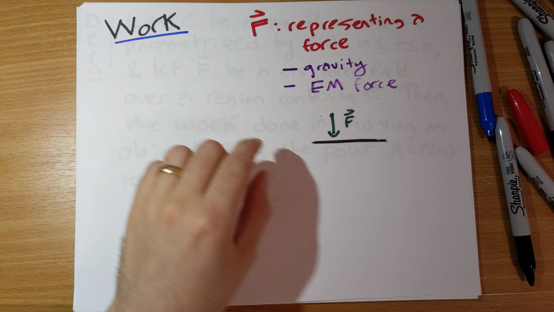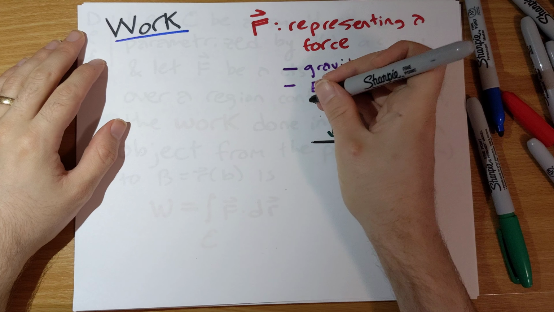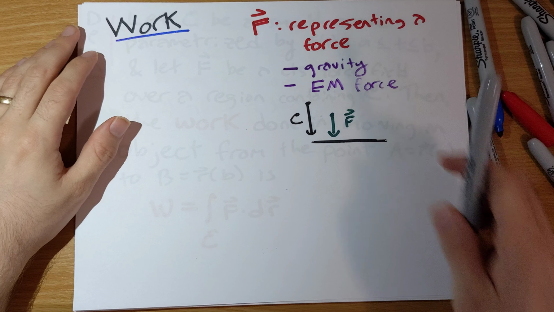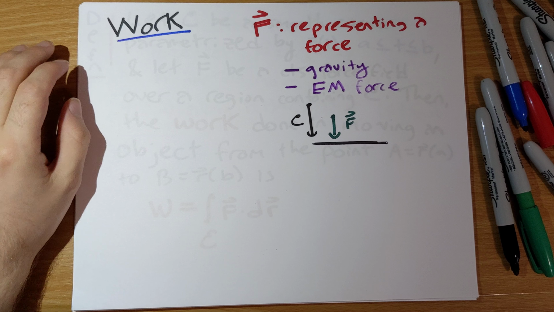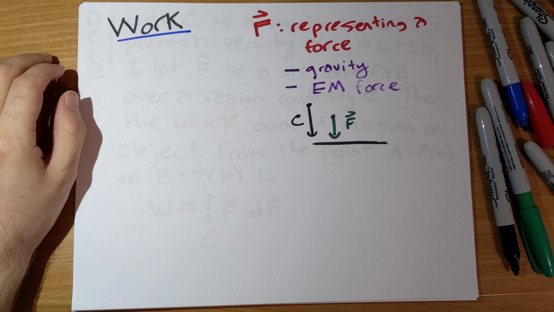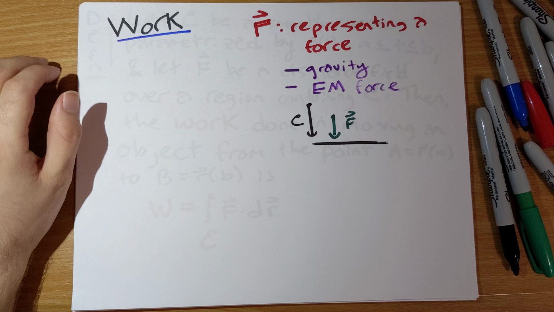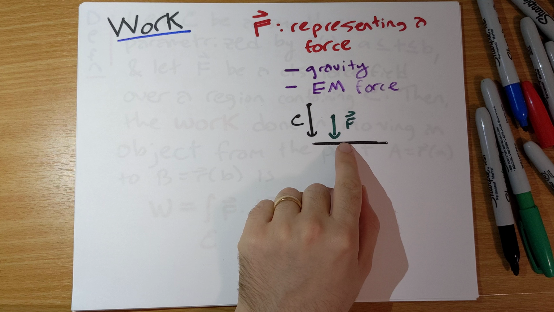The question is, as something is moving through the force field, our path C is just going to be an object free falling downwards. How much work is the gravitational force field doing? We can compute this with a vector line integral. Of course, this is a kind of approximation to gravity.